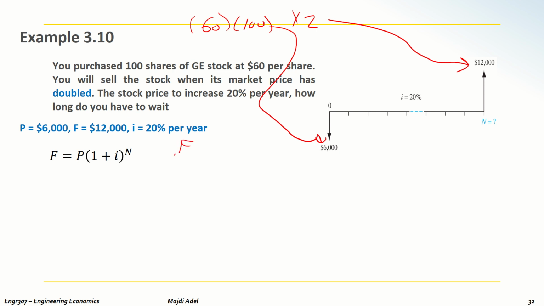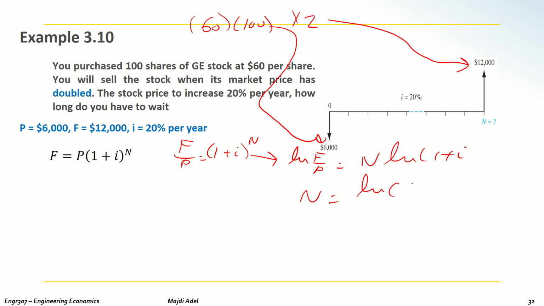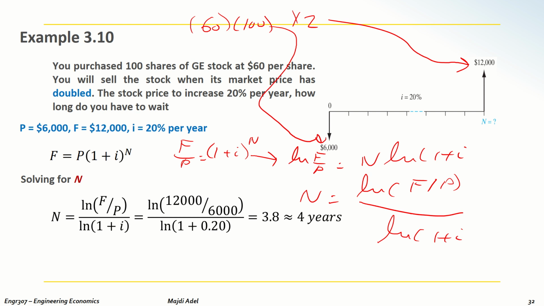Divide both sides by P. F over P equals (1 plus I) to the power N. Now we take the natural logarithm of both sides. Ln of F over P equals N multiplied by ln of (1 plus I). So N equals ln of F over P divided by ln of (1 plus I). Plug in the numbers, we will get 3.8 years, and we always round it to the highest number, 4 years, because the interest is due at the end of the interest period.